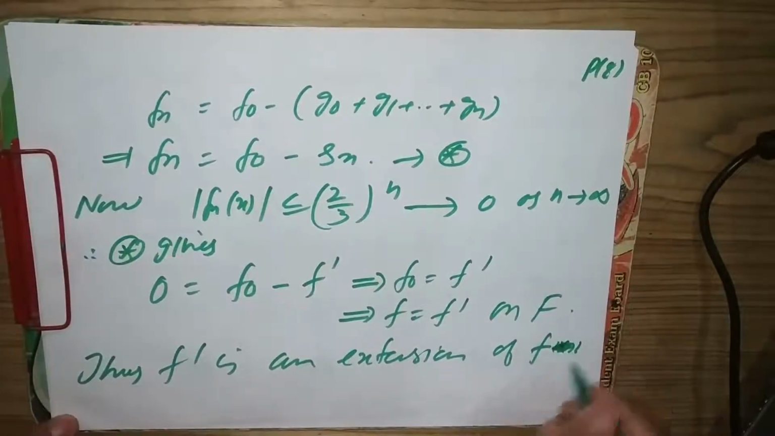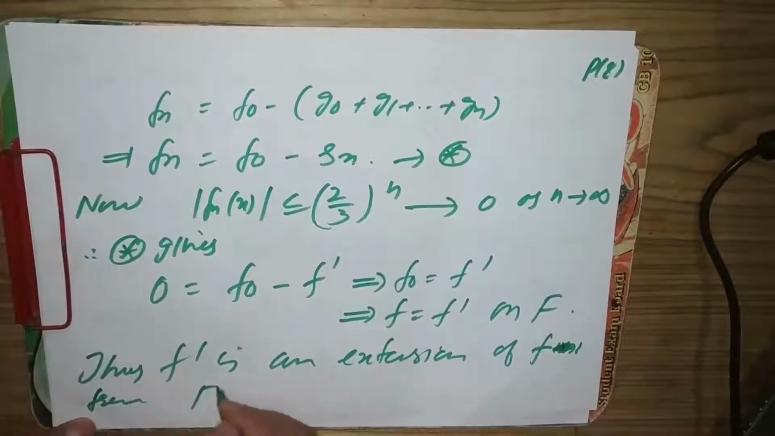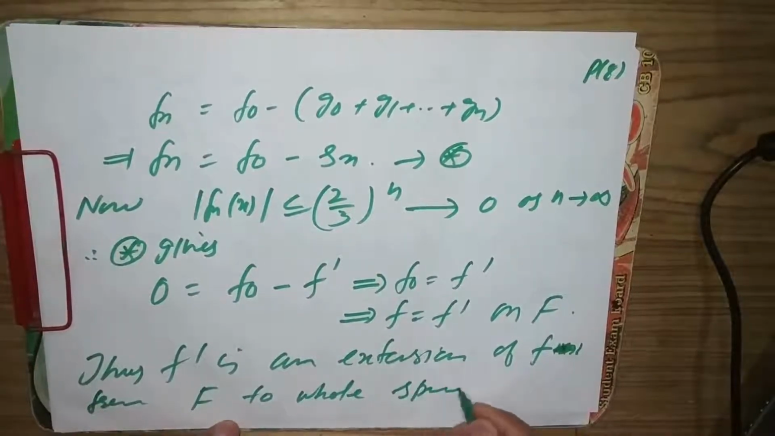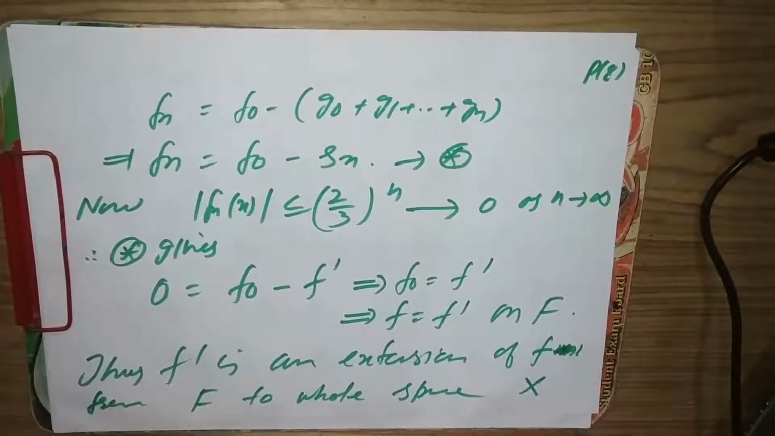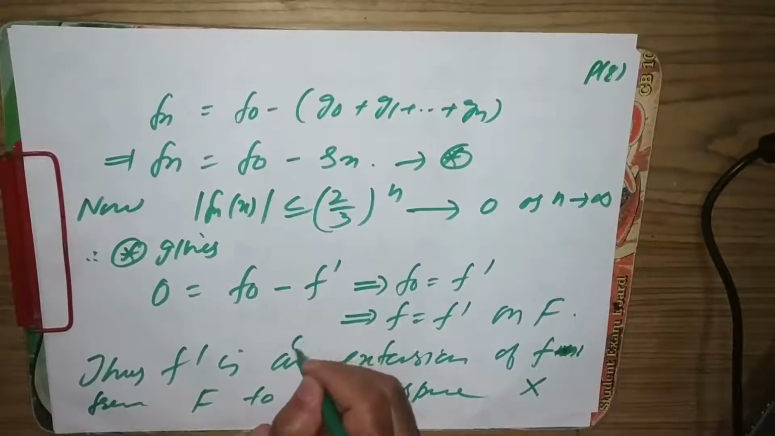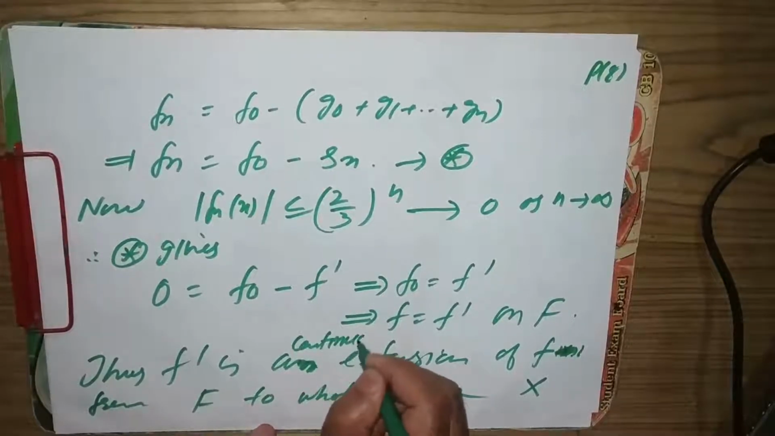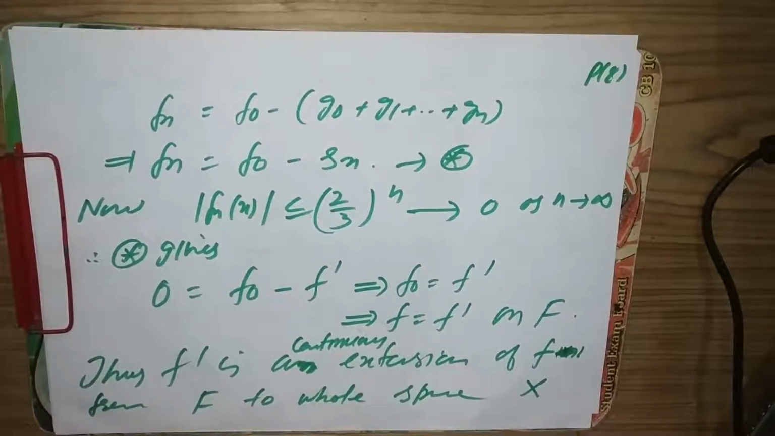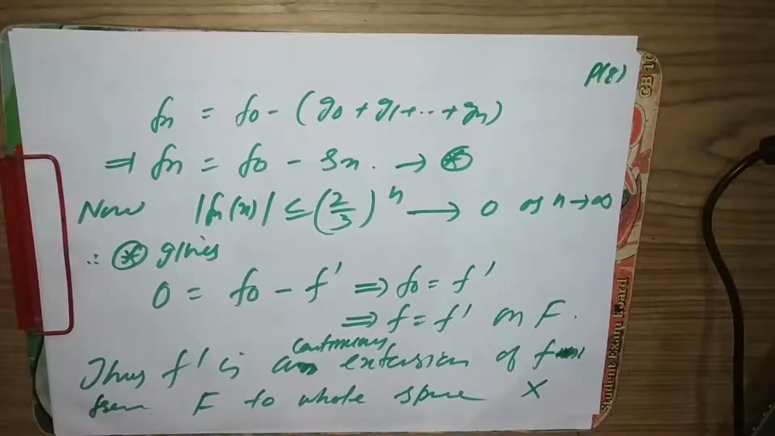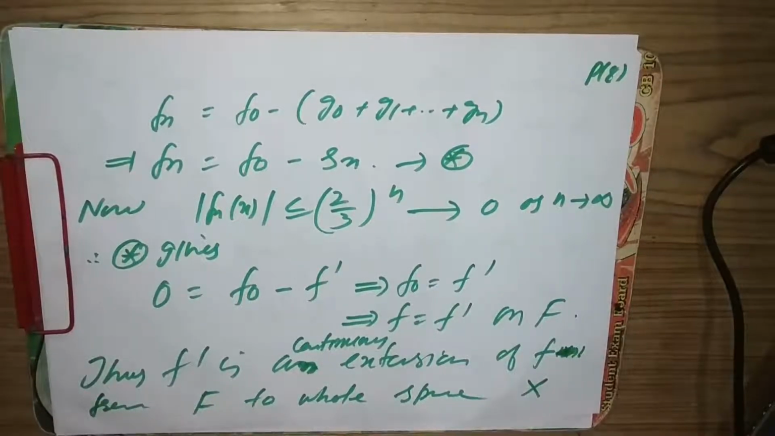Extension of f from the closed subspace to the whole space X. It's a continuous extension. You can say it is a continuous extension of the function f from the closed subspace to the whole space X.